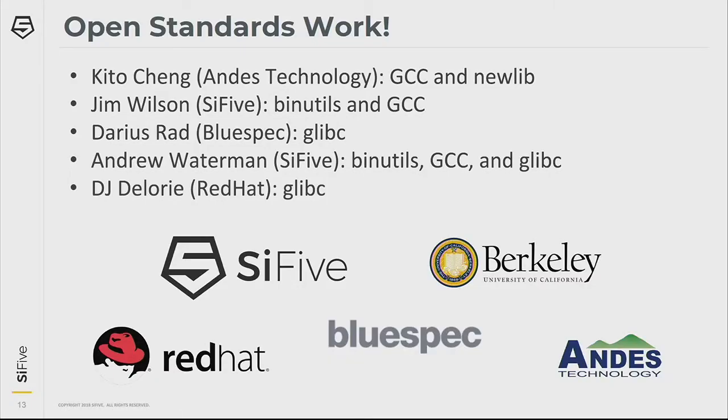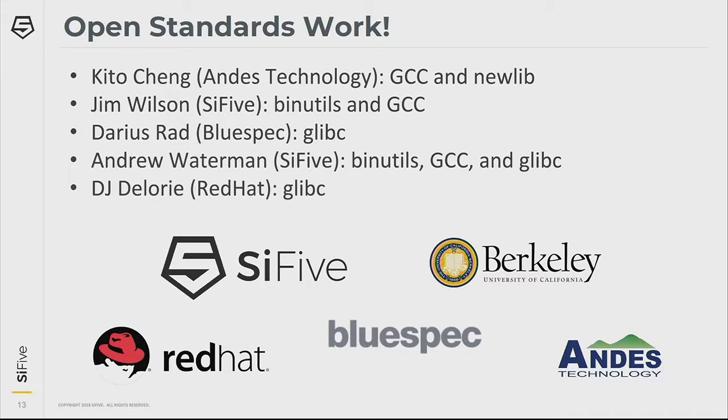So this whole software development effort is really a proof that open standards work. RISC-V was designed to be the open ISA standard, and it's really started to take off. And as you can tell, the core software ecosystem, GCC, glibc, binutils, newlib, has been maintained by a consortium of RISC-V vendors. So it's not just us at SiFive doing it.